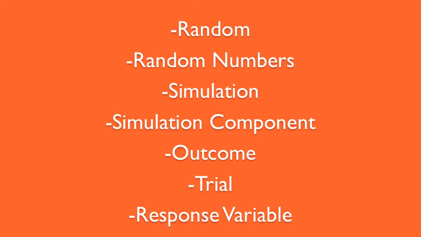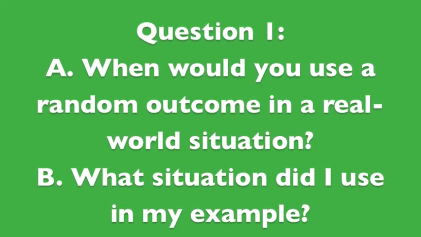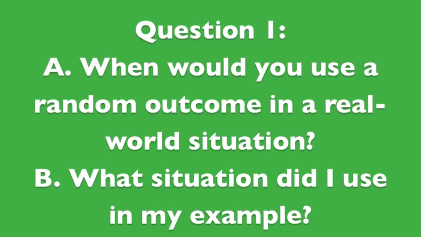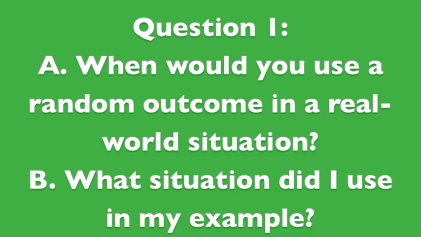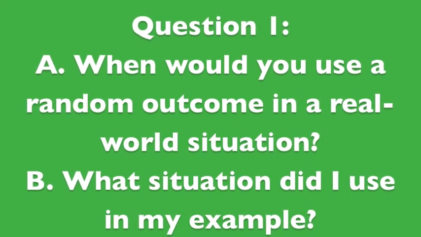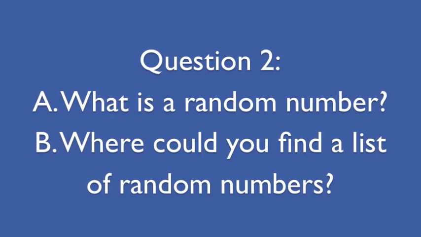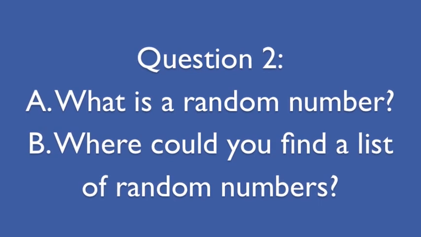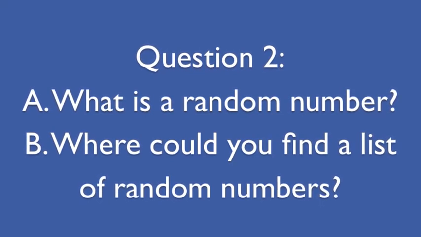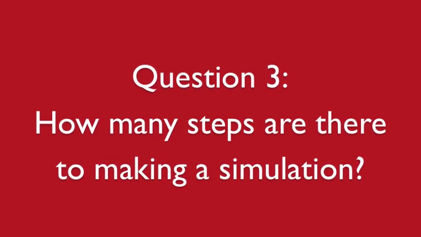Now for a mini quiz. Question 1A. When would you use a random outcome in a real-world situation? Question B. What situation did I use in my example? Question number 2. A. What is a random number? And B. Where could you find a list of random numbers? And last, question number 3. How many steps are there to making a simulation?